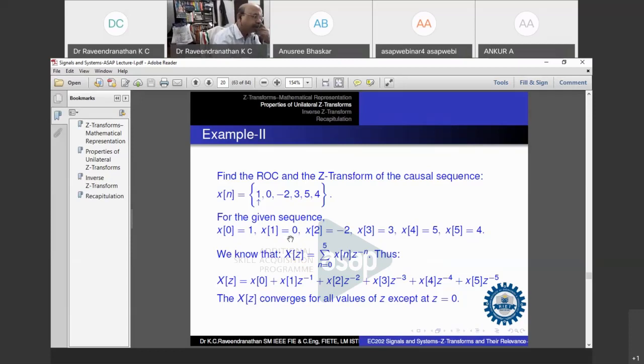Such problems can also be expected in the university exam: obtaining the output of a system for a given impulse response. The impulse response is represented by h of n, which is the response of the system when x of n is equated to the impulse function delta n. It is nothing but the response of a linear time invariant system to the impulse function delta n, right?